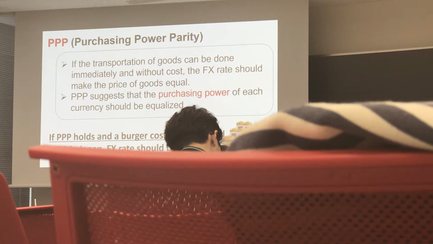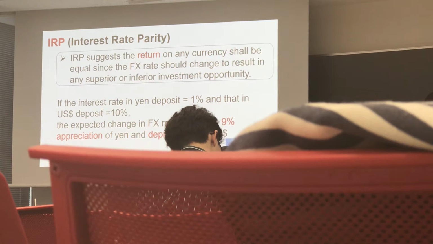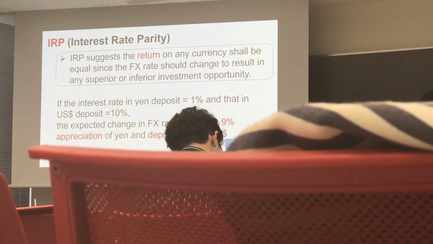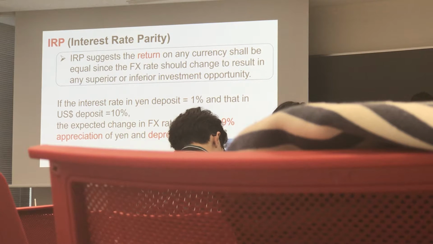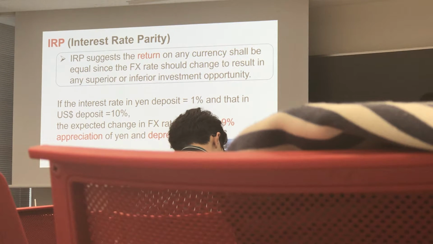And again, B, interest rate parity, IRP, that is a major highlight. IRP assumes that the expected return of risk-free financial assets should be the same internationally. And if yen deposit rate is 1% and the US rate is 10%, the expected change in FX rate should be 9%. Appreciation of yen, depreciation of US dollar. That is major highlight.